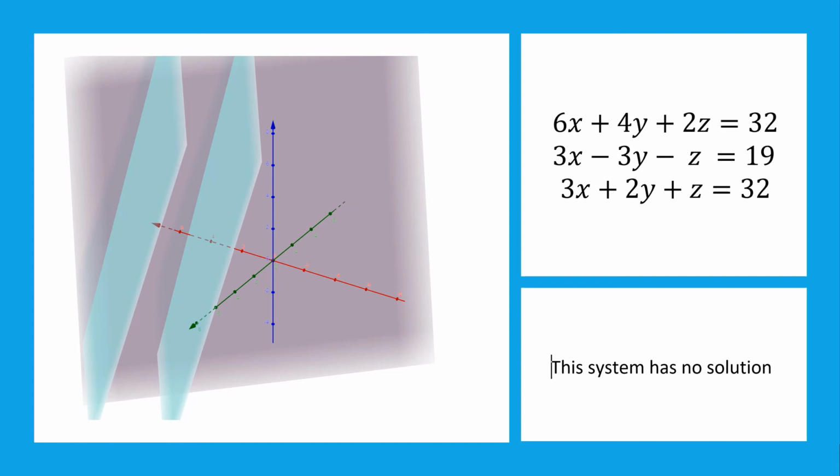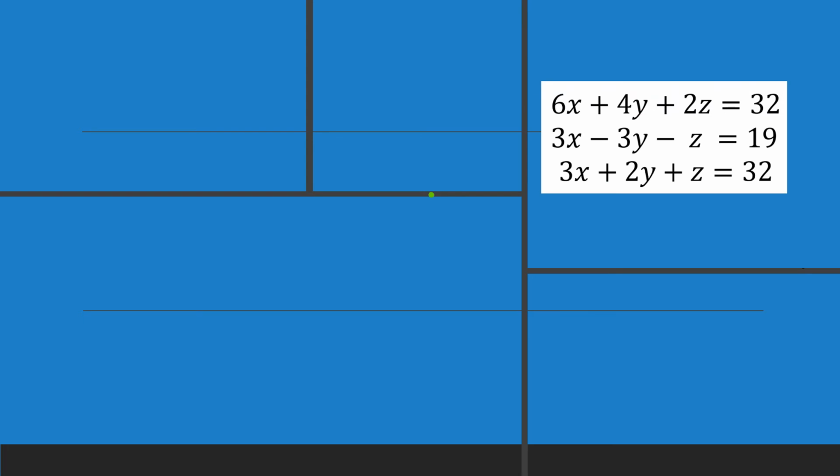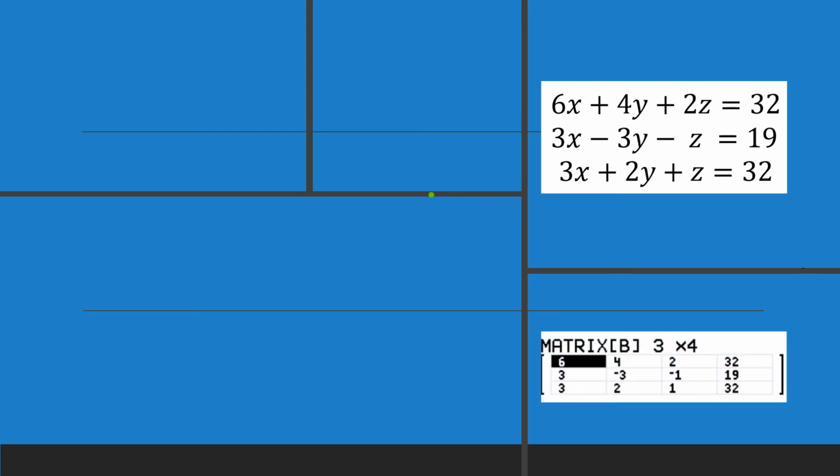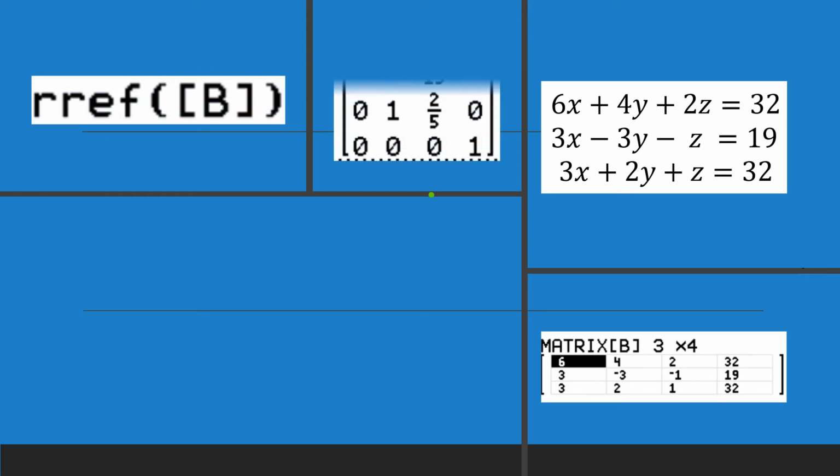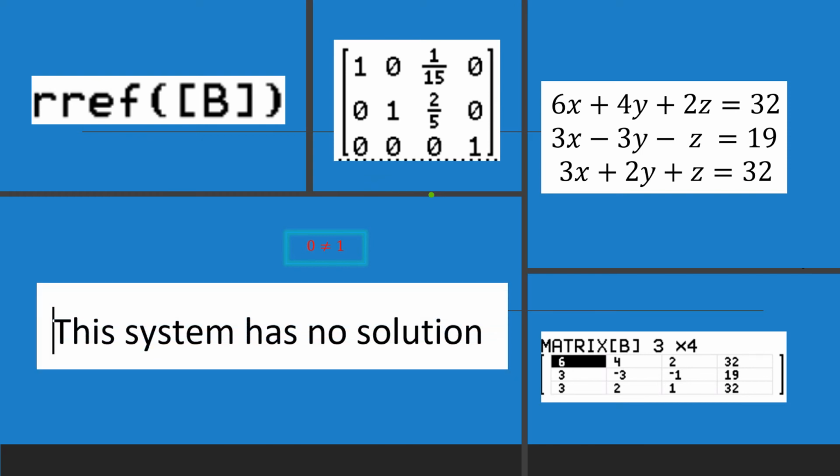We can also check this using our graphing calculator, TI-83 and 84. By entering this augmented matrix and finding the reduced row echelon form, we get the reduced row echelon form as this. And from the last row, we get 0 equal to 1. But we know that 0 is not equal to 1. It is not true, and hence it has no solution.